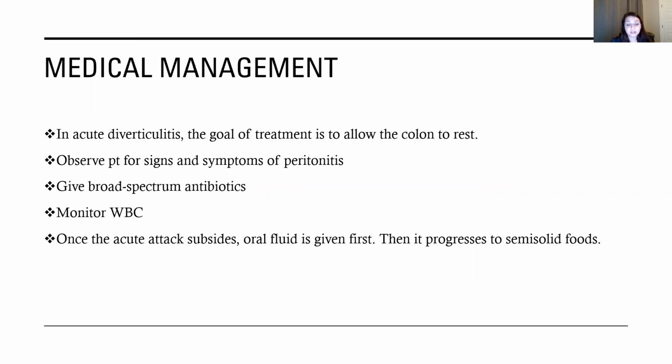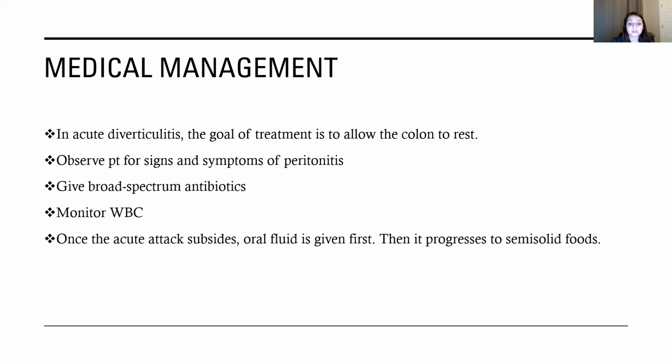In acute diverticulitis, the goal of treatment is to allow the colon to rest. So we're going to observe our patient for signs and symptoms of peritonitis. We're going to give a broad spectrum antibiotic. We're going to monitor those white blood cells to make sure that antibiotic is working, because if it's not, we might need to get them started on something else that will work so that infection doesn't cause sepsis.